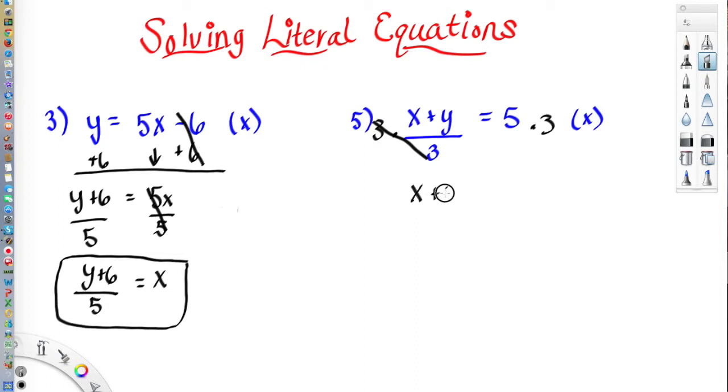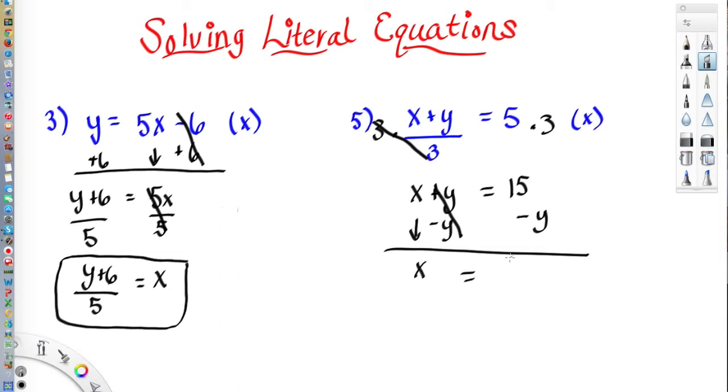Now I have x plus y is equal to 5 times 3, which is 15. Okay, y is being added to x. I want to isolate x. So I'm going to subtract y from that side, and I also am going to subtract y from that side. The y's cancel each other out. I bring down my x, and x is equal to 15 minus y.